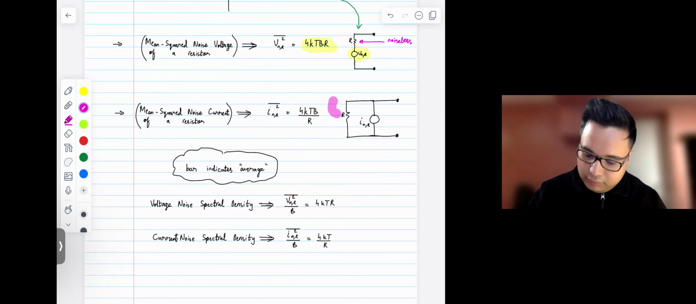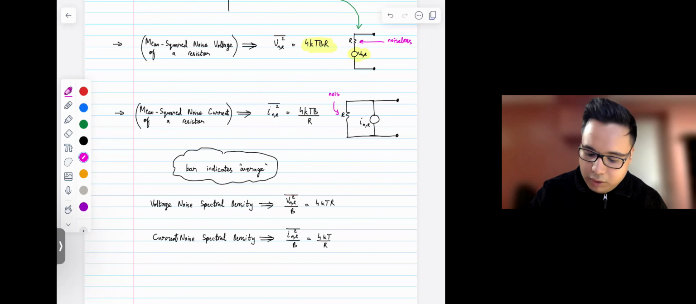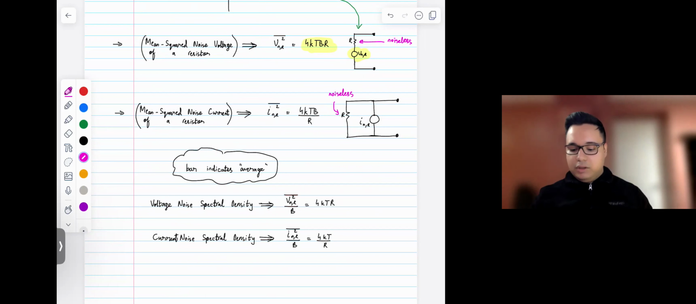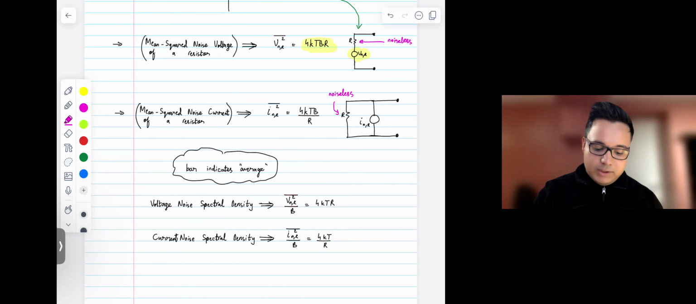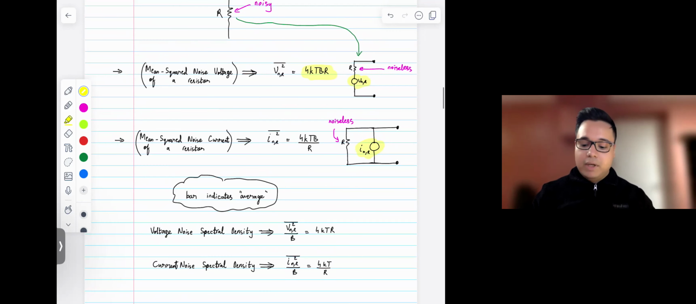Alternatively, you can also model a noisy resistor, where again the resistor here is noiseless, in a configuration like this, where you have a noiseless resistor in parallel with a noise current source that models the thermal noise of a resistor. So both models are fine and possible. You can use them while doing your noise analysis.